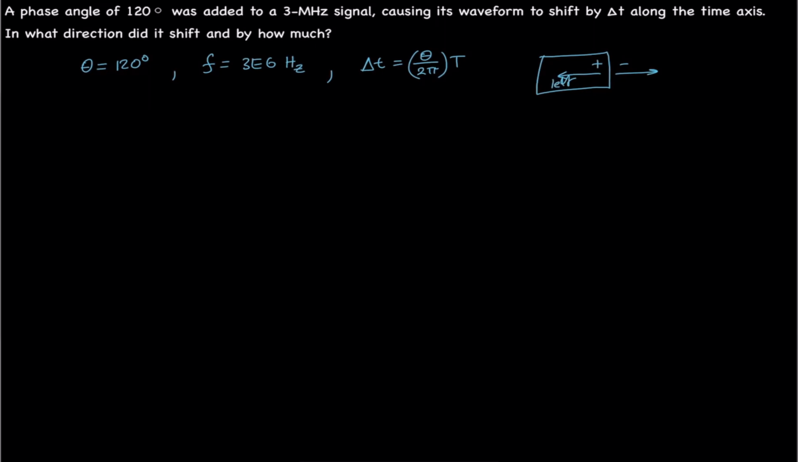We can then go ahead and find out by how much that signal was shifted. As you can see, in our delta t equation, we have 2 pi, which is in radians, and we have a theta, which is in degrees, and T, the period, which is in seconds. If we want seconds only, we would have to cancel either degree with degree or radian with radian, and either way you can pick your poison. I'll just go for degree.